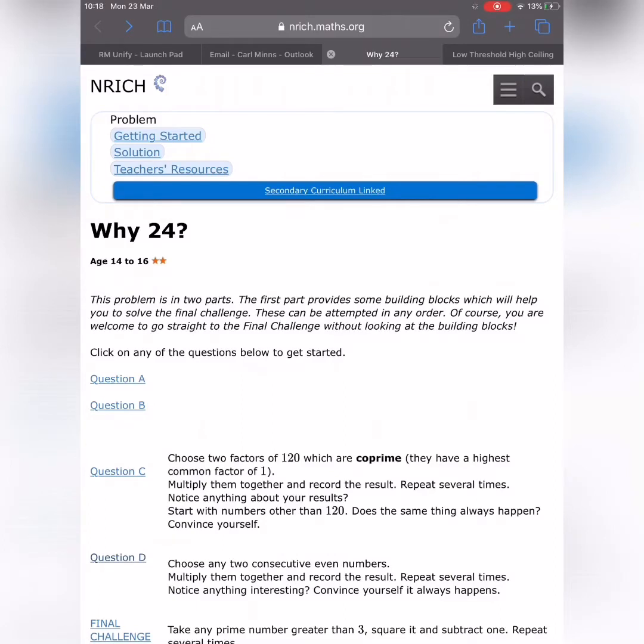So this is my problem of the day. It's something I've set my Key Stage 4 class today. It's entitled Y24 and it's from the Enrich website. I'll put the link to this problem in the description below.